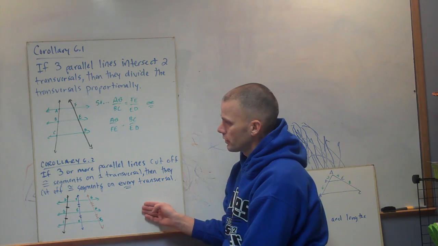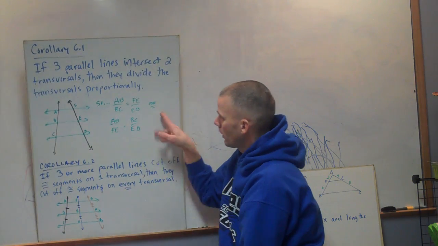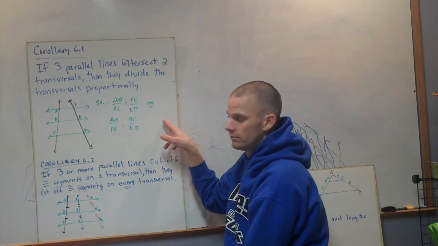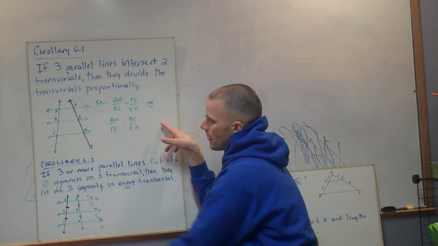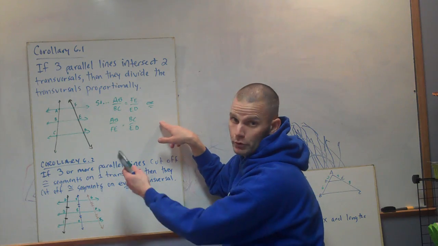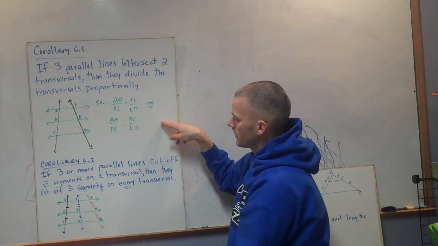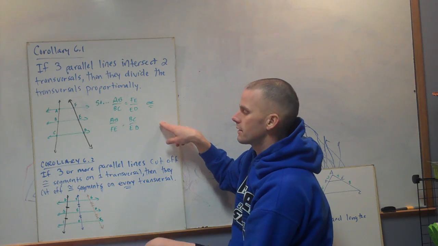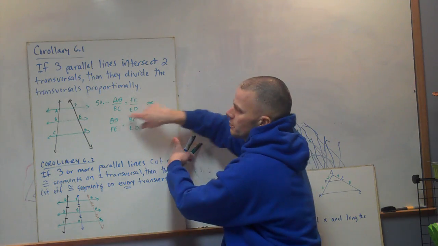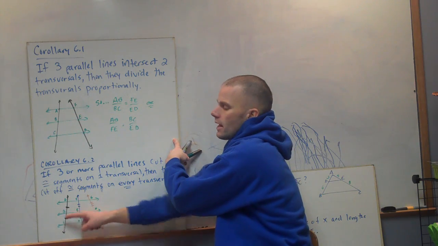And the other corollary that we're going to talk about is very similar, again, three parallel lines, except now we start to have multiple transversals, more than two transversals. If three or more parallel lines cut off congruent segments, that's the key here. Now we're not talking about the segments being proportional to each other. We're talking about the segments being the exact same measurement.